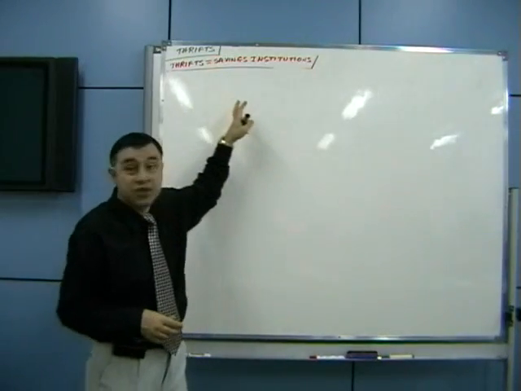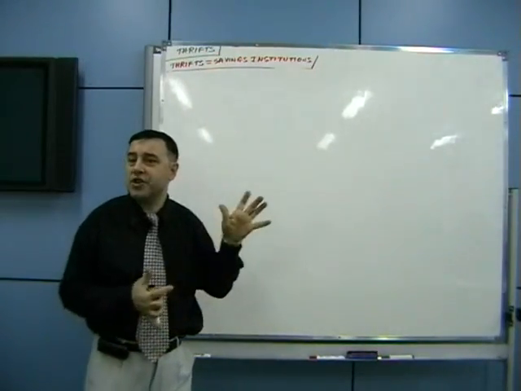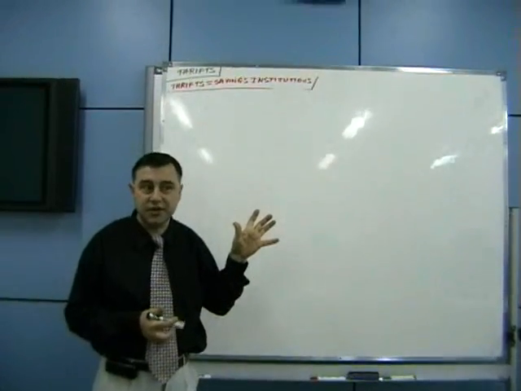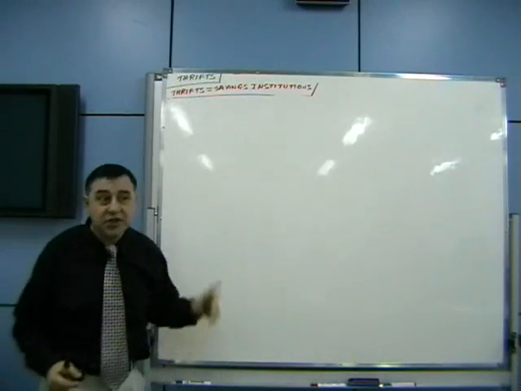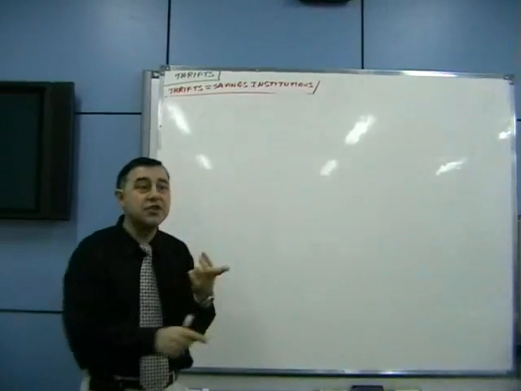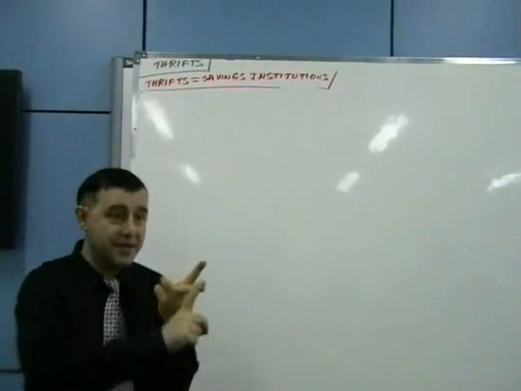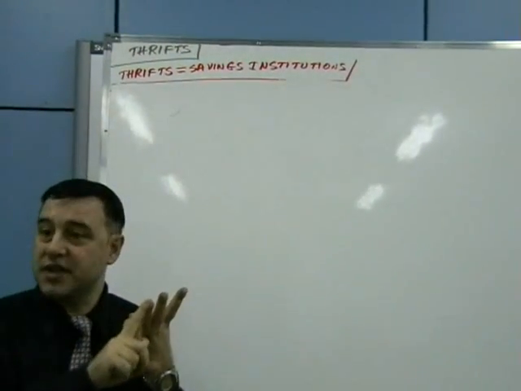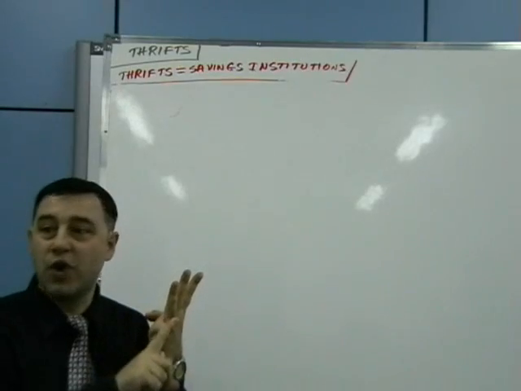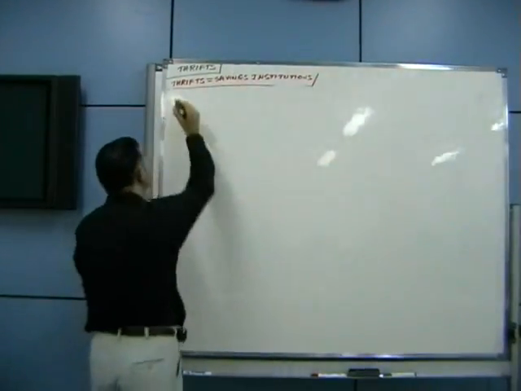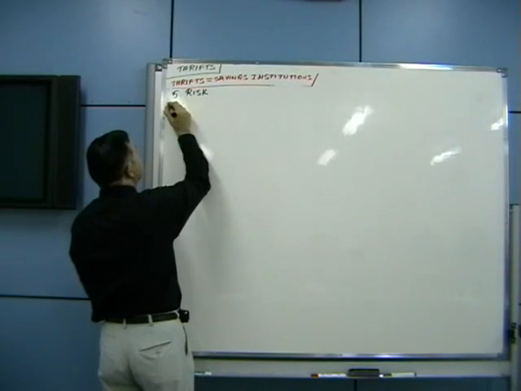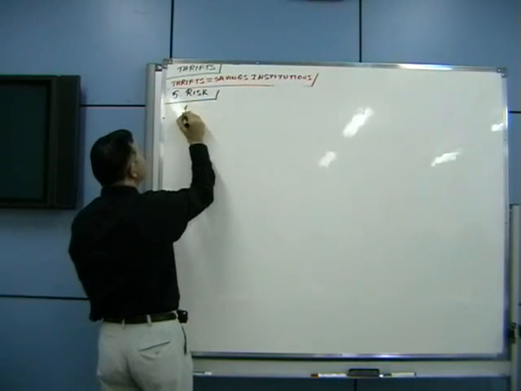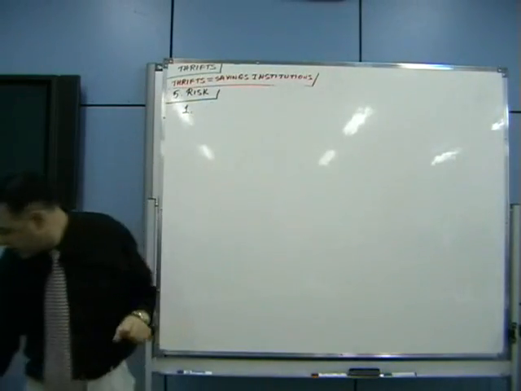So this is financial institutions, and this is lecture number 8 in the series. And this is the second part on thrifts. The first section was the background information, the second section was liabilities, the third section was assets, the fourth section was regulation, and the fifth section, which is now section 5, is risk.